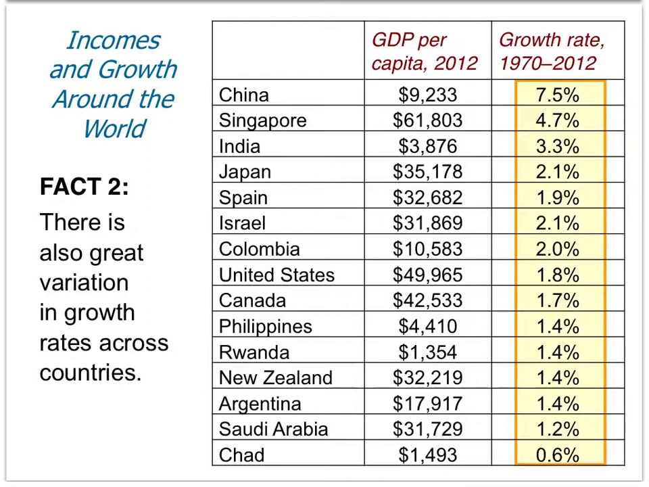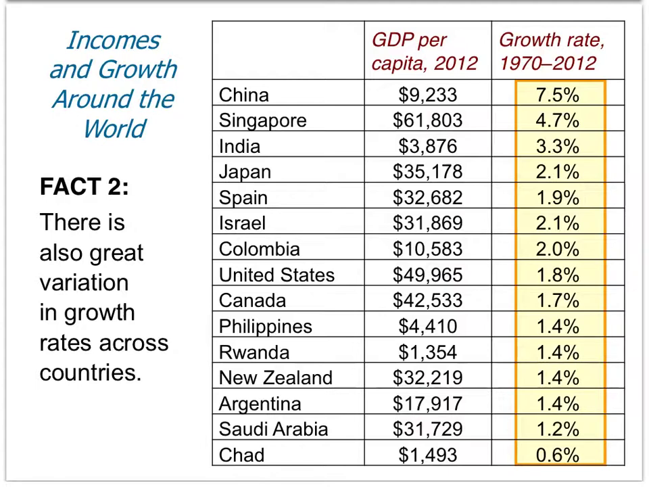As you see, if you go down the table, you will see Chad grows around 0.6% on average. This is the average number. And the United States around 1.8% between 1970 and 2012. Again, it doesn't mean that the United States grows 1.8% every year. Some years 3-4%, some years maybe 1%, but on average 1.8%. So what is interesting about this table? I want to mention several things.